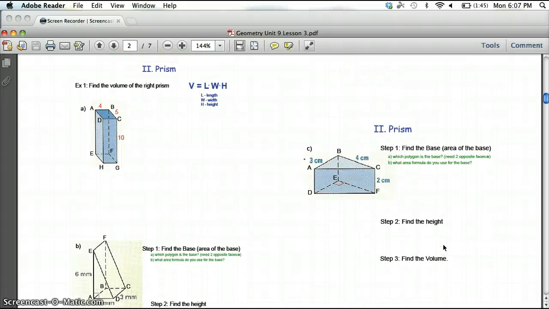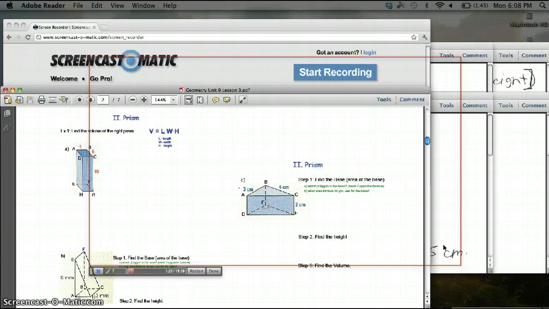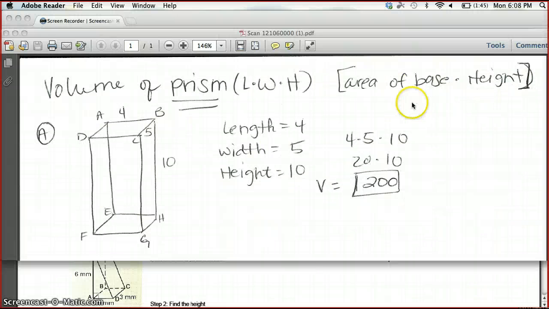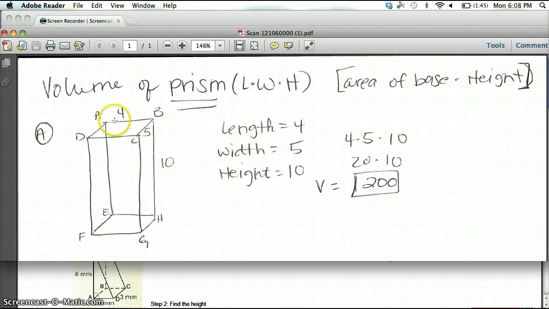Example 1 says, find the volume of the right prism. So what we're looking for is length times width times height, which is just the area of the base times our height. The area of our base, we have 4 and 5, and then the length of our entire prism is 10. So the area of our base is 4 times 5, which gives us 20, and then our height is 10. So we multiply 20 times 10, and the volume of my prism is 200.